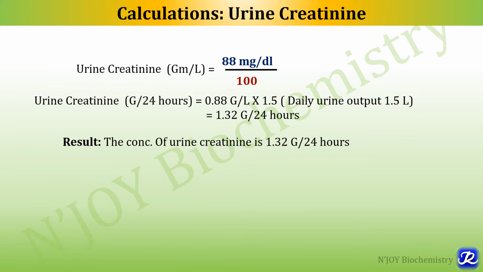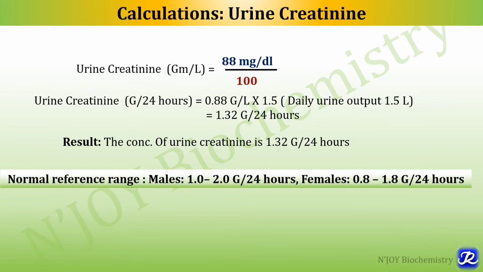So the result is the concentration of urine creatinine is 1.32 gram per 24 hours. In milligram per deciliter it was 88 milligram per deciliter, but for 24 hours it is 1.32 gram per 24 hours. And for this unit the normal reference range in males is 1 to 2 gram per day. In females it is 0.8 to 1.8 grams per 24 hours or per day.